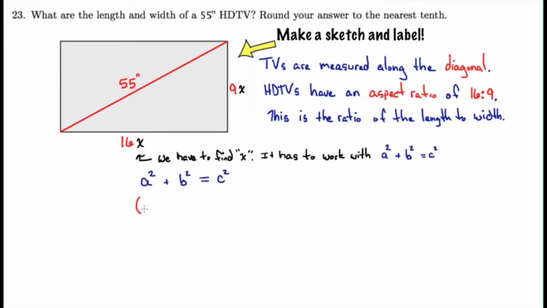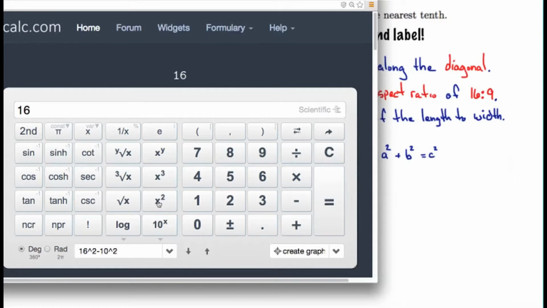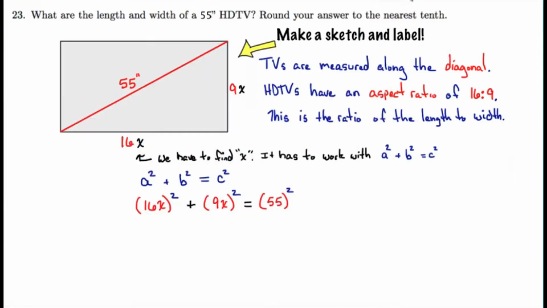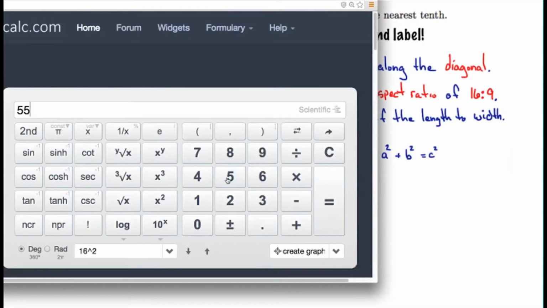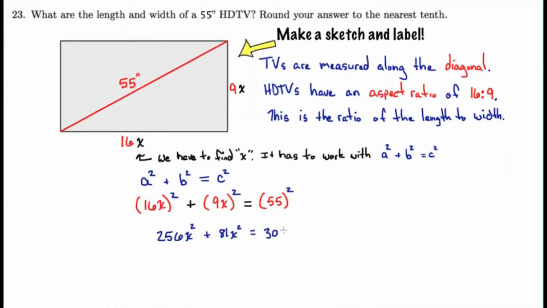So we're going to use the Pythagorean theorem here. So I'm going to substitute 16x for a, 9x for b, and 55 for c. So 16x squared means 16x times 16x. So I need to calculate what 16 squared is, and that's 256. And x times x would be x squared. So this is 256x squared plus 9x squared would be 9x times 9x, which is 81x squared. And 55 squared is 3025.